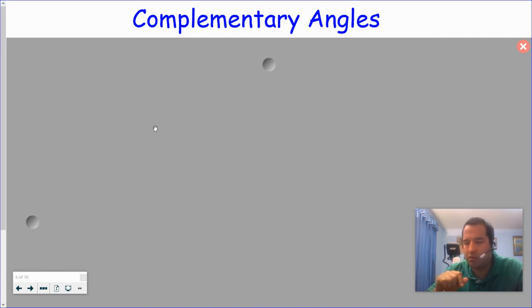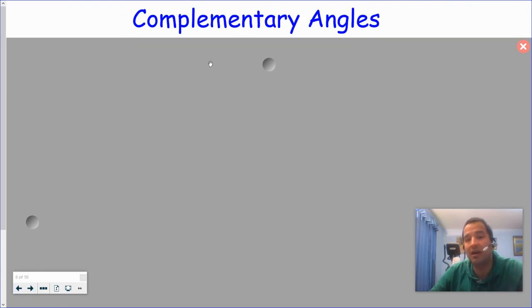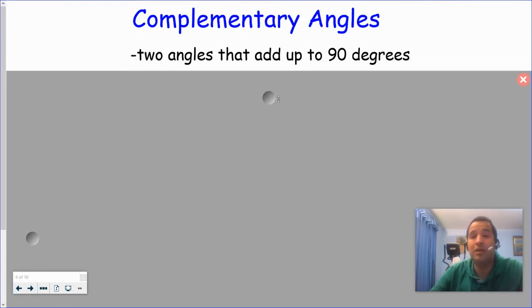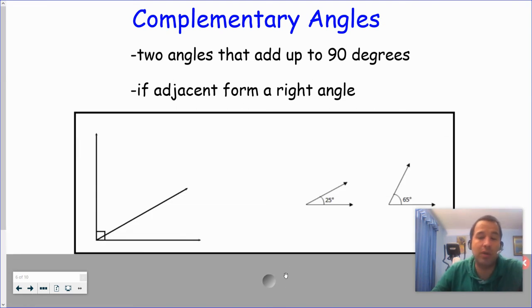Complementary angles. Now, you should be pretty familiar with these. We have addressed these a little bit here. Complementary angles are, well, I'll give you a hint. Their angles add up to something. Is it 180 or is it 90? Well, we're going to address supplementary angles next, and you know it's going to be the other one. So let's say complementary should add up to 90 degrees. There are two angles that add up to 90 degrees. Now, if they are adjacent, they form a right angle. Now, what do I mean by that? Well, here, these two angles are complementary because together they make a right angle.